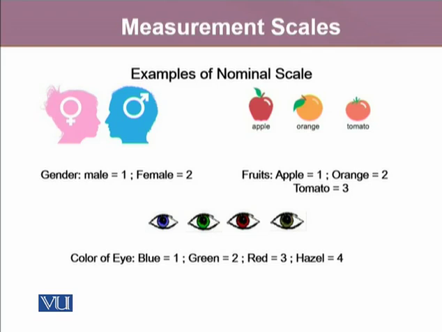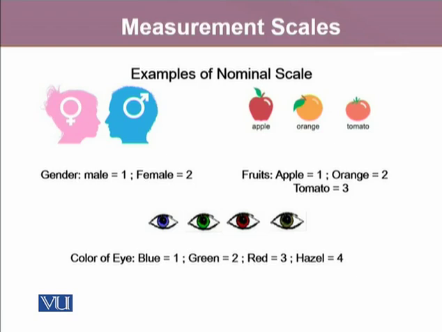Similarly, in the case of fruits, apple gets a number 1, orange 2, and tomato 3. 1, 2, and 3 are just assigned values which represent the type of fruit. So if we are performing an analysis and we get a type of fruit and we see 3 written there, it definitely means we are referring to tomato. This doesn't have any ranking criteria or order in the values.